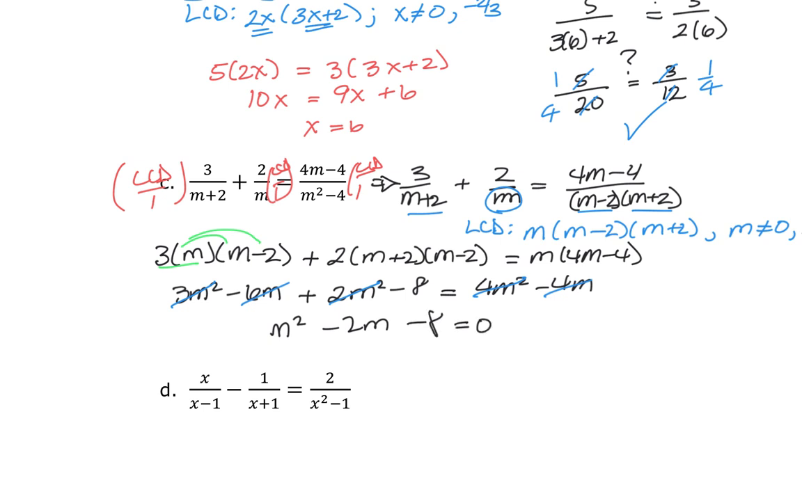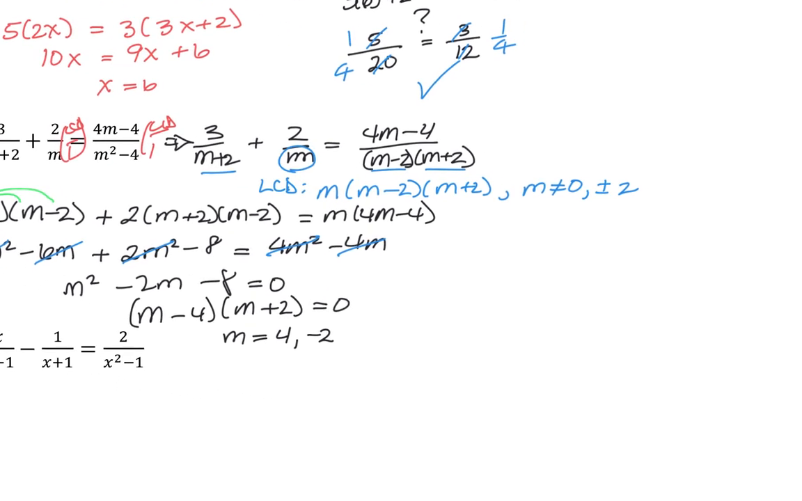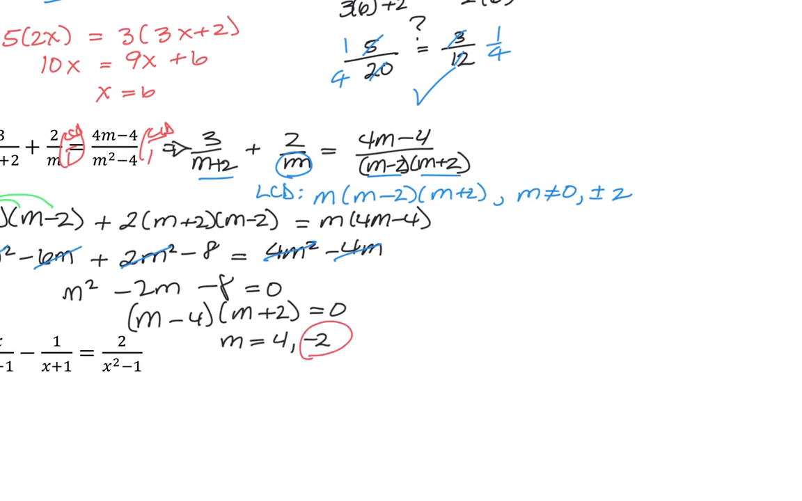This is a quadratic, so I'm going to treat it as such. Two factors of 8 that have a difference of 2 are 4 and 2. So m minus 4 and m plus 2 is equal to 0. So I end up with m is equal to 4 and negative 2. Notice that negative 2 is one of the restrictions. So even though algebraically I came up with a solution, this is an extraneous solution.